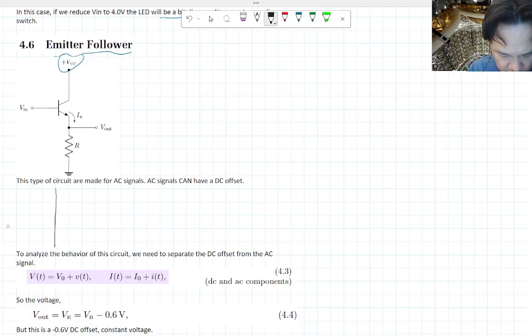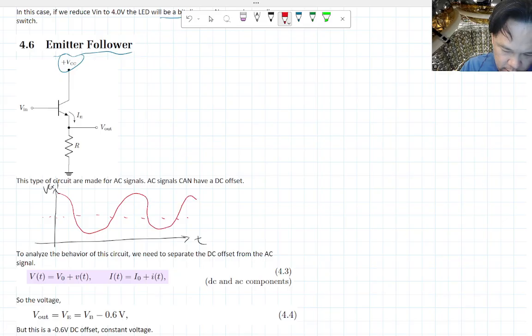Let's say you have a signal like this, where you have voltage as a function of time. This is time, and I'm going to draw a dotted line here. Let's say the signal starts like this, goes up and down. This is actually known as the DC offset, which is denoted as V0. And the voltage as a function of time is actually V0 plus the time varying part.